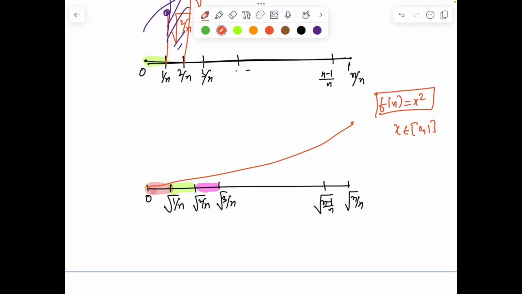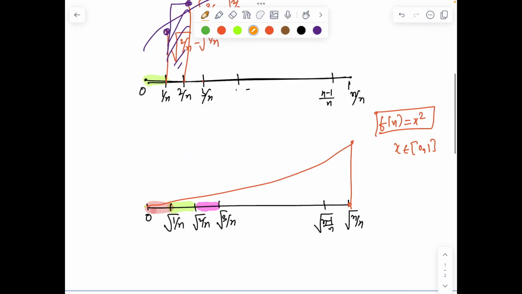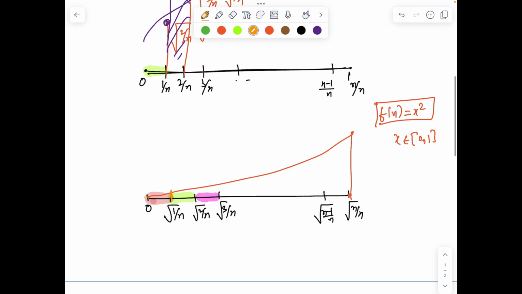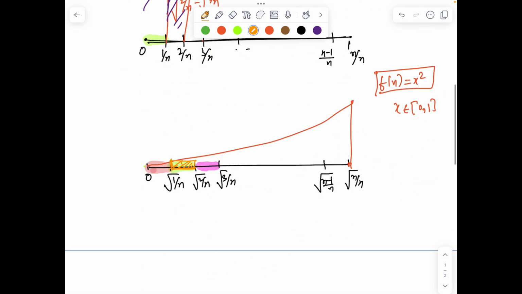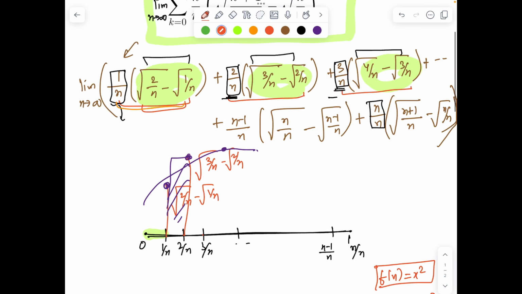For this function the graph will look something like this. Now I can decode these values. 1 by n represents this height, and the width, the distance of root 2 by n minus 1 by n, is this small rectangle. Similarly, corresponding to root 2 by n I get a height of 2 by n, and we have this rectangle that represents the second term, right?